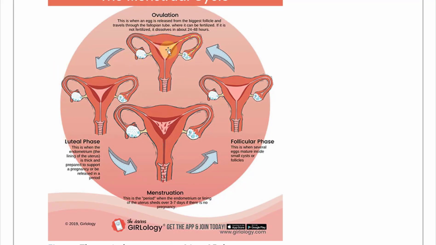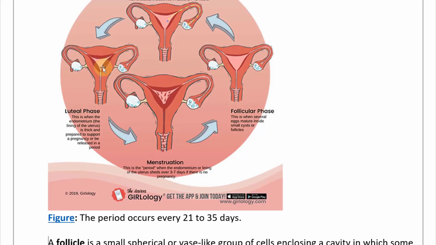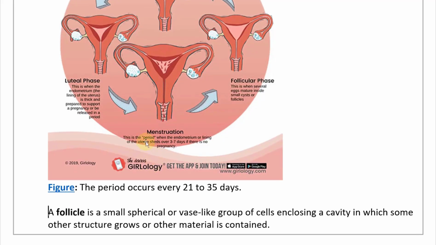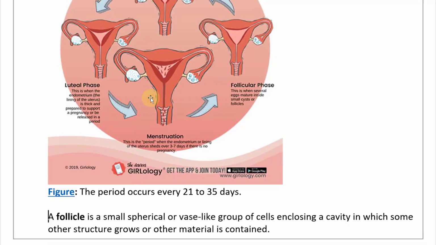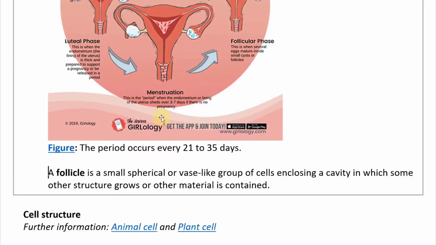If it doesn't, the egg dissolves, so you're going to have a thick lining around here, and this needs to get ejected out. And this is where menstruation occurs. This is the period, when the endometrium or lining of the uterus sheds over 3 to 7 days if there is no pregnancy. So yes, you can be releasing this blood and a bunch of mucus and so on.